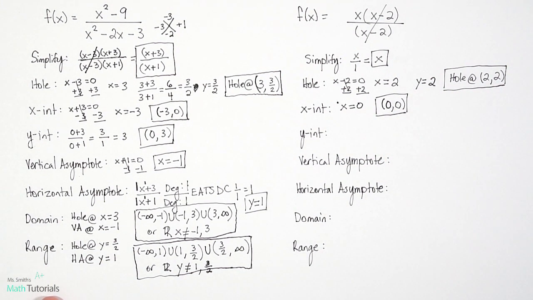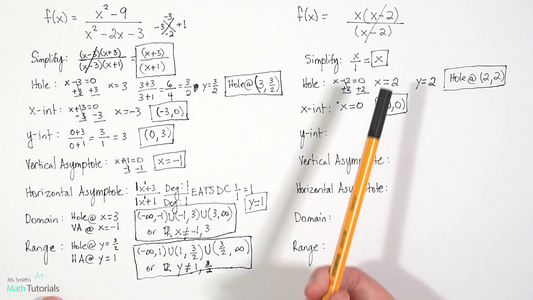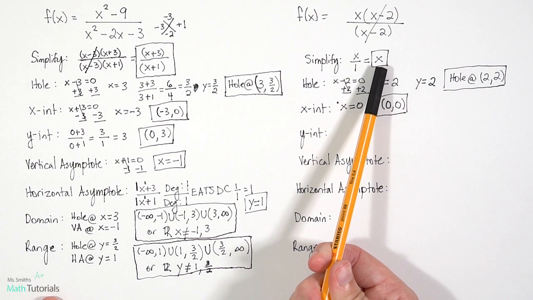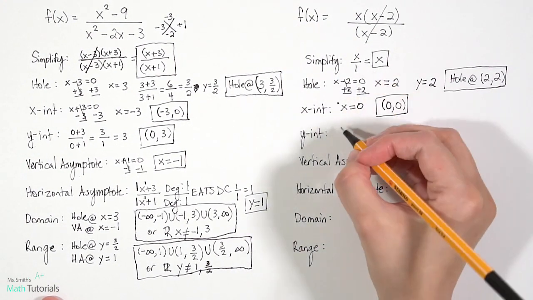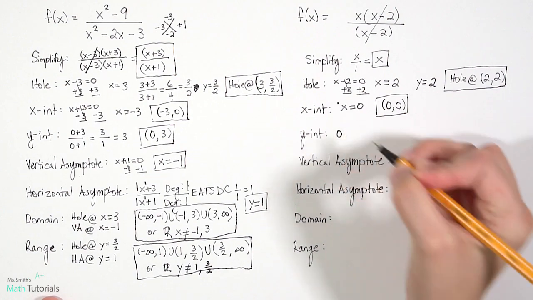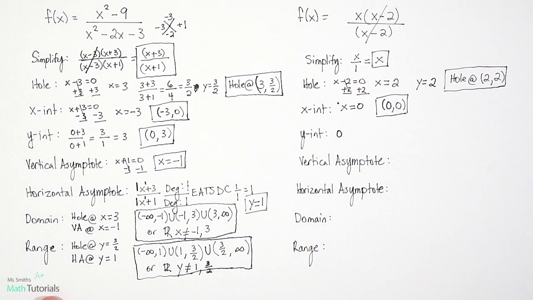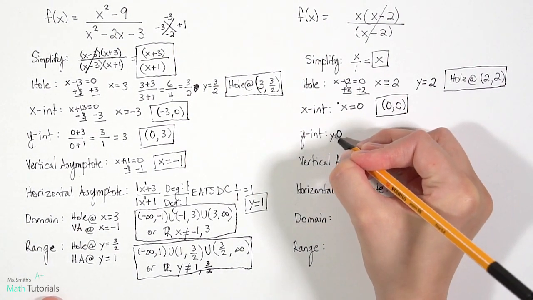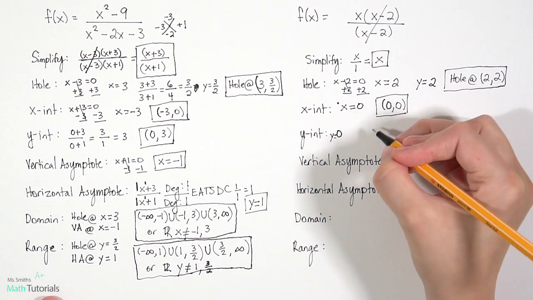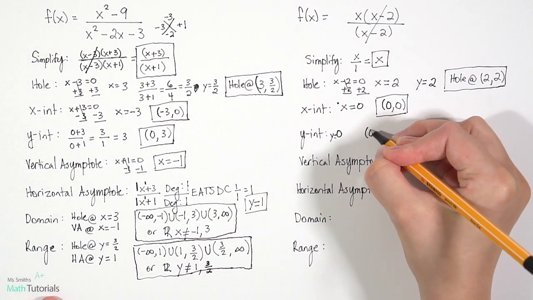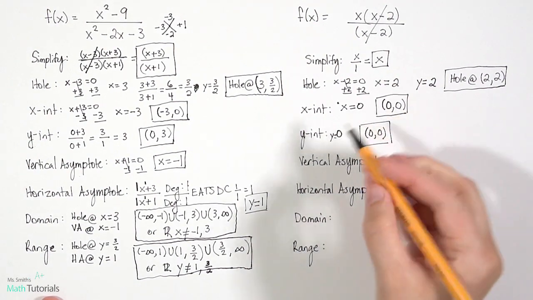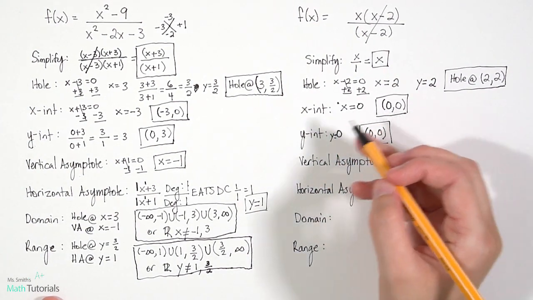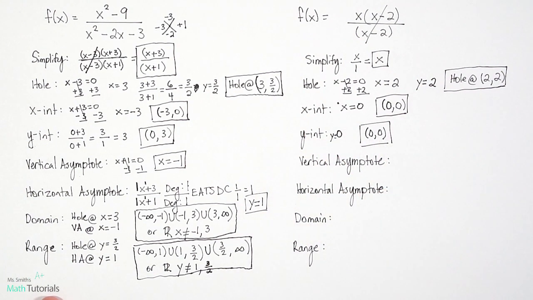To find our y-intercept, remember we plug in 0 for all the x values, and then we just simplify it. So in this case, if I were to plug in 0 for the x value, I would just have 0, right? So it's just y equals 0. And to write that as a coordinate point, it would just be 0, 0 again. So we have both an x-intercept at 0, 0 and a y-intercept at 0, 0.